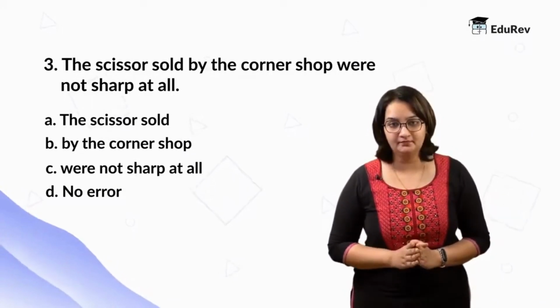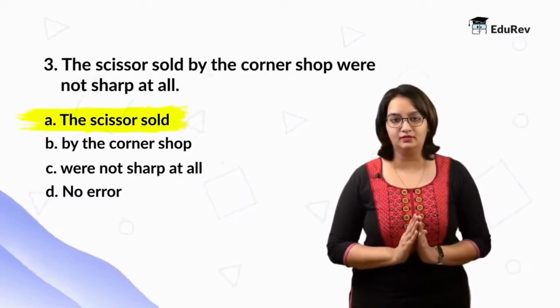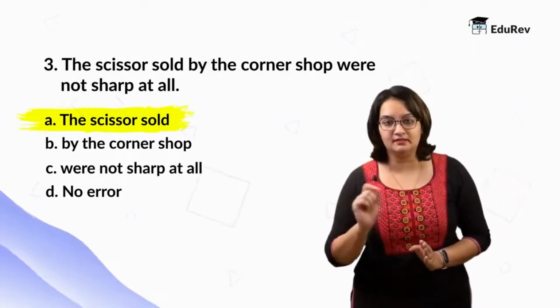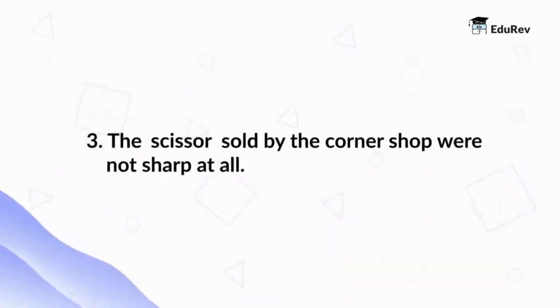such words will automatically form a plural noun in its original form itself, and therefore they have to be used in that way. So the error is in first part of the statement, option A. The emphasis on the scissors, not the scissor. Here, therefore, the statement should be, the scissors sold by the corner shop were not sharp at all.